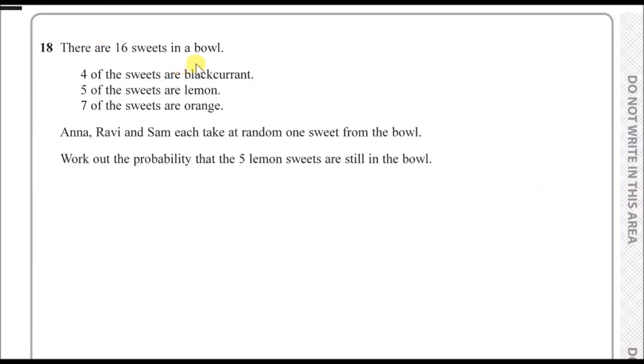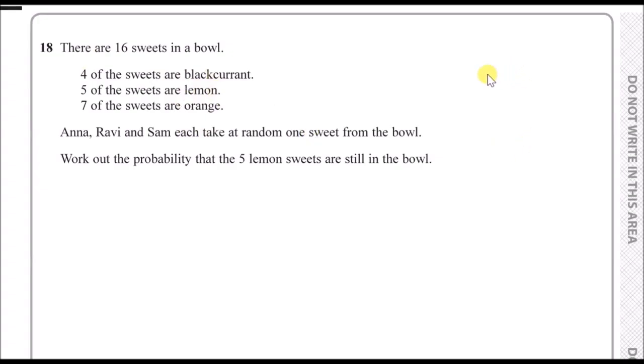So there are 16 sweets in a bowl. 4 of the sweets are blackcurrant, 5 of them are lemon, and 7 are oranges. Now Anna, Ravi, and Sam each take at random 1 sweet from the bowl. Work out the probability that the 5 lemon sweets are still in the bowl. It's interesting because what they're trying to ask here is that you do not touch the lemon sweets at all. So you want to find combinations or probabilities of other sweets that are not lemon.